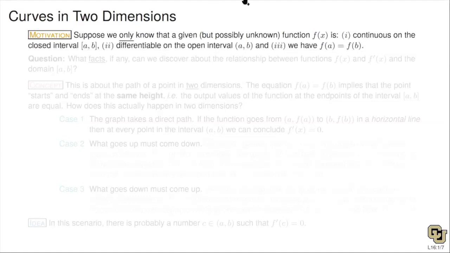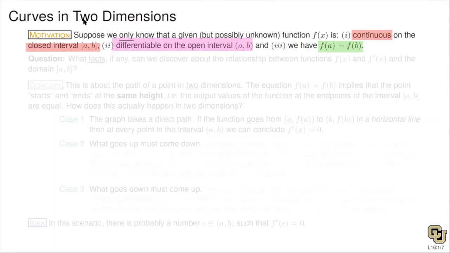We know one, that the function is continuous on this closed interval. Two, we know the function is differentiable on the open interval. And three, the last piece of information that we know is f of a equals f of b. So what does that mean? The function starts and ends at the same height, okay?